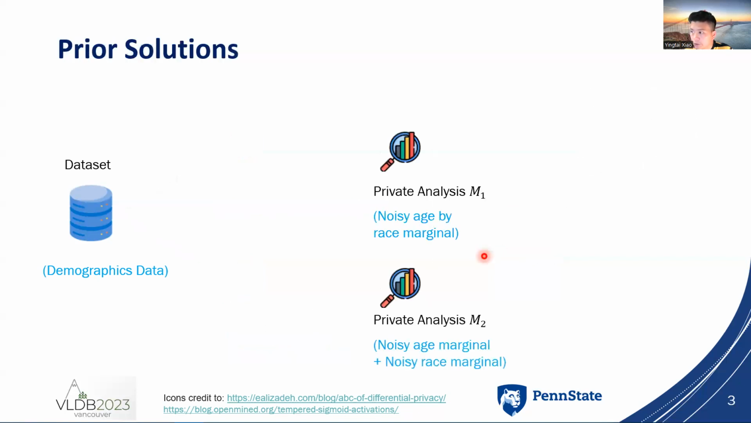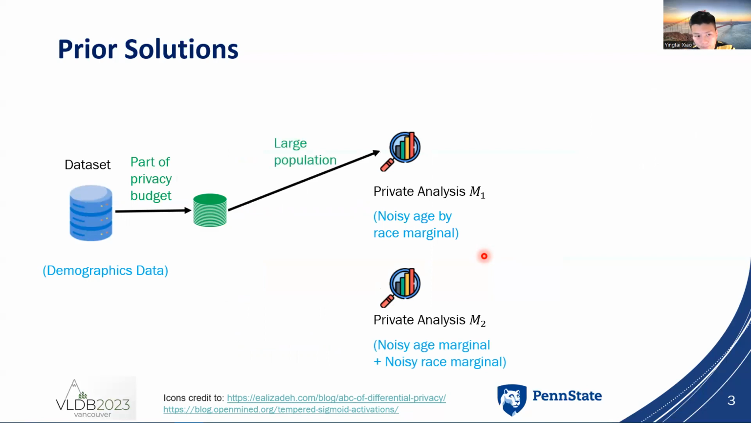So the prior solution basically spends part of the privacy budget to look at the data and get partial information from the data set. And based on the information he gets, he will decide which mechanism would be better. Suppose that in the demographic data, he found out that there's a larger population, then it might be better to get the noisy age by race marginal.